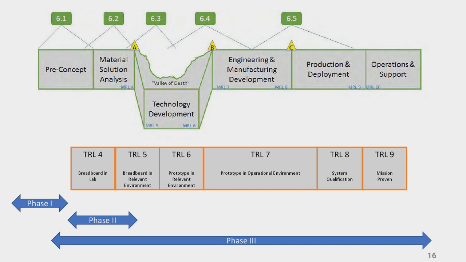Basically, that Valley of Death is the challenging time between about TRL 5 and 6, when you have a very, I won't say immature, but less mature technology. It's hard to sell that technology to somebody. But it's also at a point where you may not have development dollars to continue the development. Next slide.